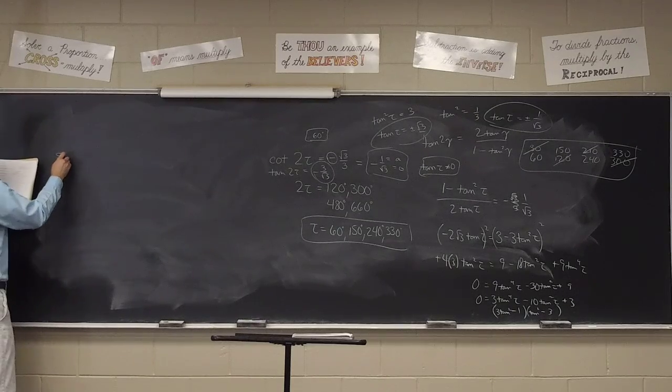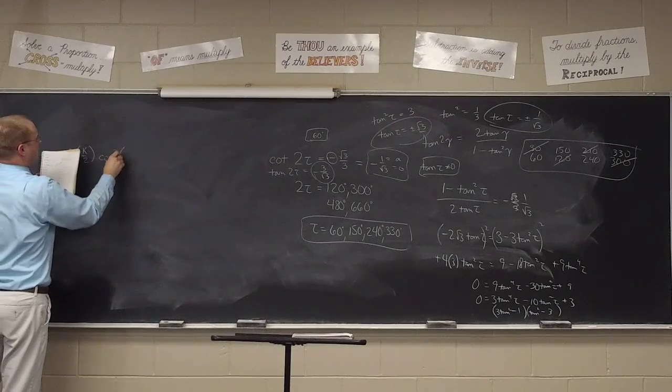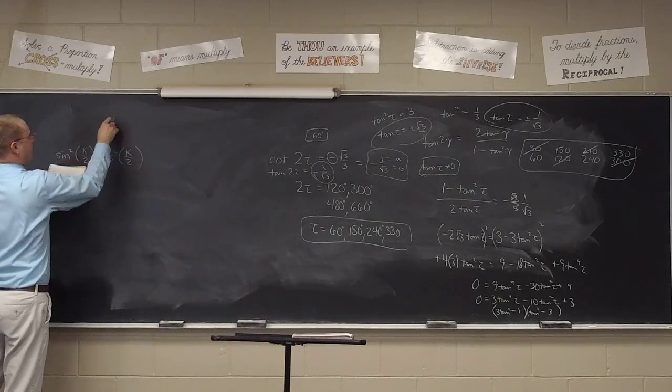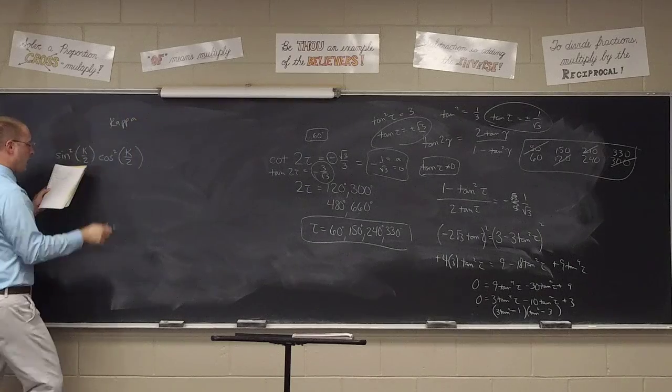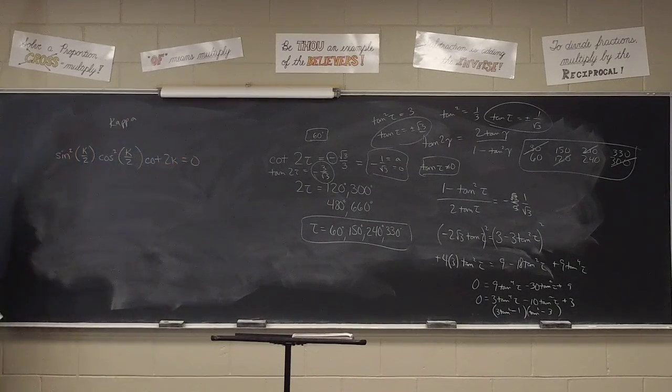All right. So we've got sine squared kappa over 2, cosine squared kappa over 2, spelled K-A-P-P-A, cotangent 2 kappa equals 0. That's a lot of time. Oh my goodness. All right. Well, first of all, I see half-angle identities. Half-angle identities are ugly, but I also notice that the half-angle identities are being squared.